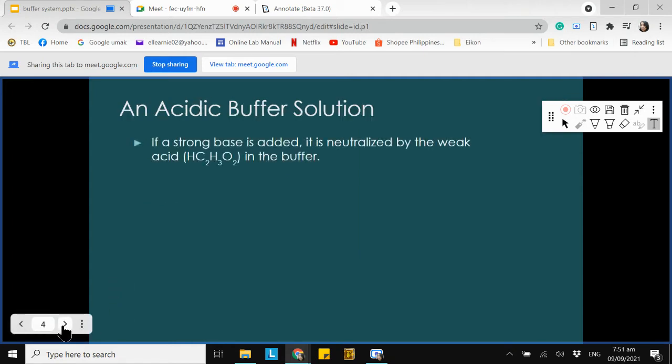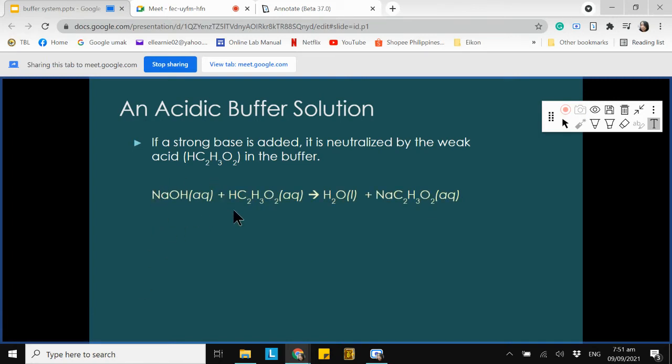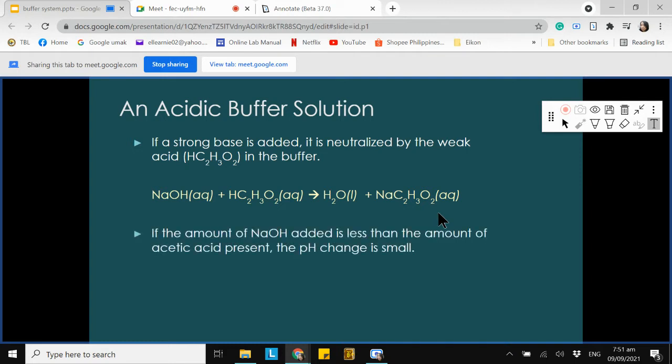Now, the action of a buffer solution is that when you add a strong base, it's going to be neutralized by the weak acid. For example, if you have a base like sodium hydroxide, the equation would show like this. Sodium hydroxide aqueous plus acetic acid aqueous will give you water and sodium acetate. And if the amount of sodium hydroxide added is less than the amount of the acetic acid, then the pH change will be very, very small.